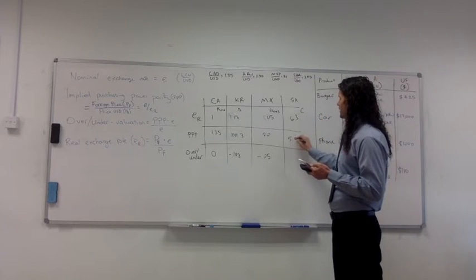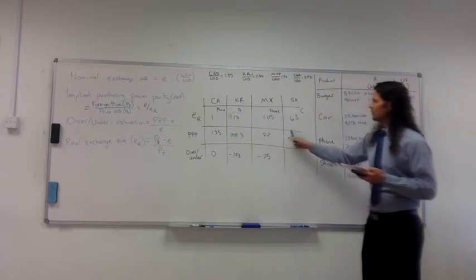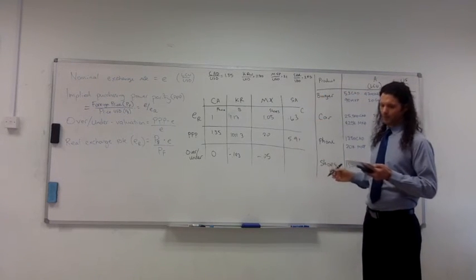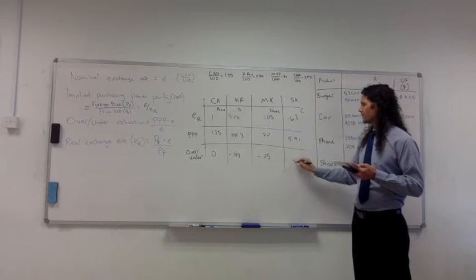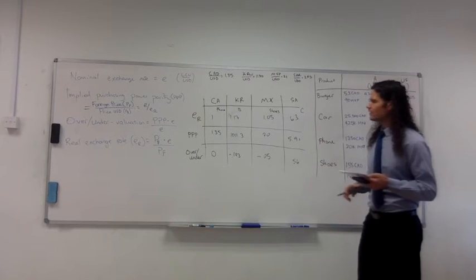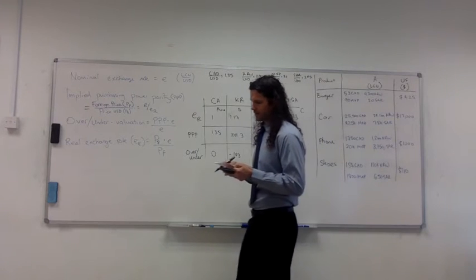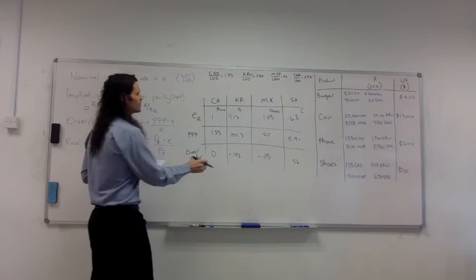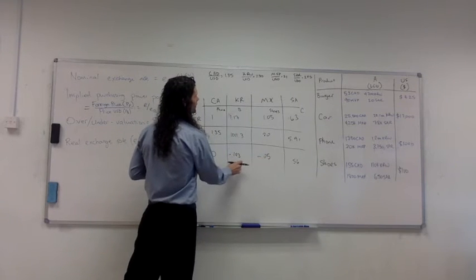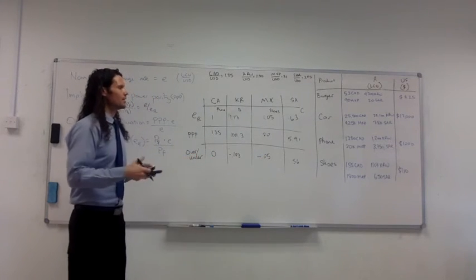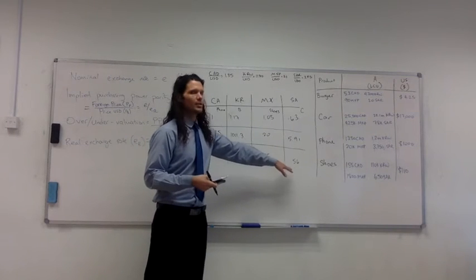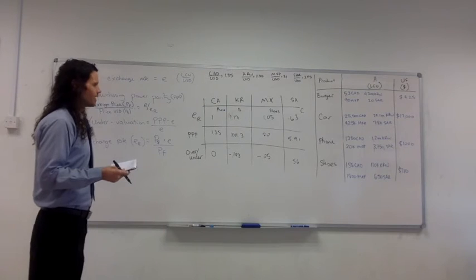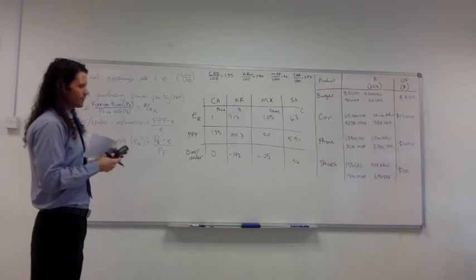PPP then is 5.91. So this is the exchange rate that we would need to make the values of this product the same in both countries. And then 0.56. It is undervalued. Seriously, you're not buying nearly as much for as much. So these two currencies are overvalued because you can buy more for less, this currency is undervalued because you can buy less for more. And so that is the story of PPP.